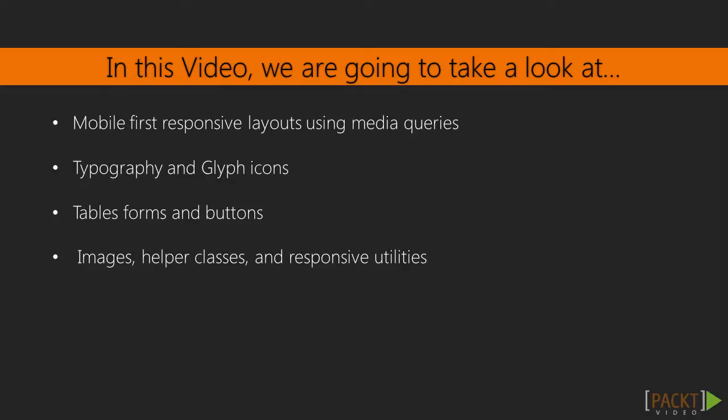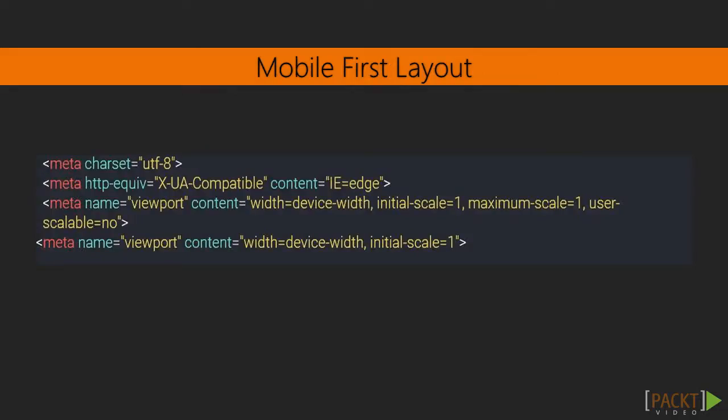Glyph icons are used to provide visual icons on buttons and links. Helper utility classes make your layout responsive on different screens. The first thing is how we can set the zooming capability on the UI on a mobile screen. When you show content on a mobile screen, there are some features which you can enable and disable.